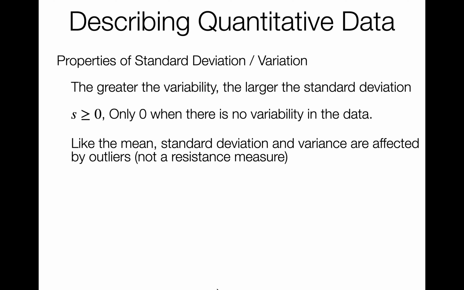Like the mean, the standard deviation, and thus in turn the variance, are affected by outliers. So the standard deviation and variance are both not resistant measures. They're affected by outliers. I use the mean in my calculation of the standard deviation. Thus, if the mean is not a resistant measure, then neither is the standard deviation.